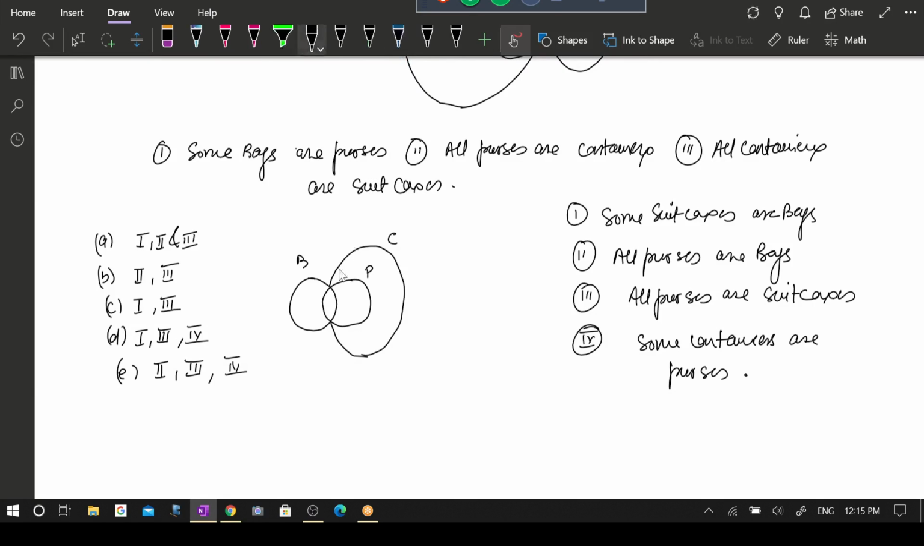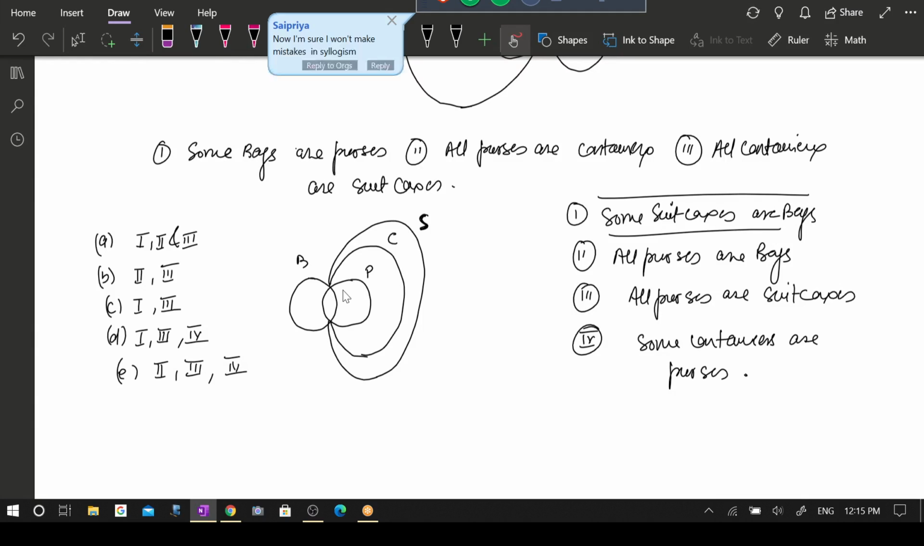And then you know all containers are suitcases, and the best part, there is no "no" in it, isn't it? Miss Vishwas, when you say you're able to do it, then it's easy, right? Now let's see. Yeah, great, Miss Sankardas. Some suitcases are bags. Yes, true.